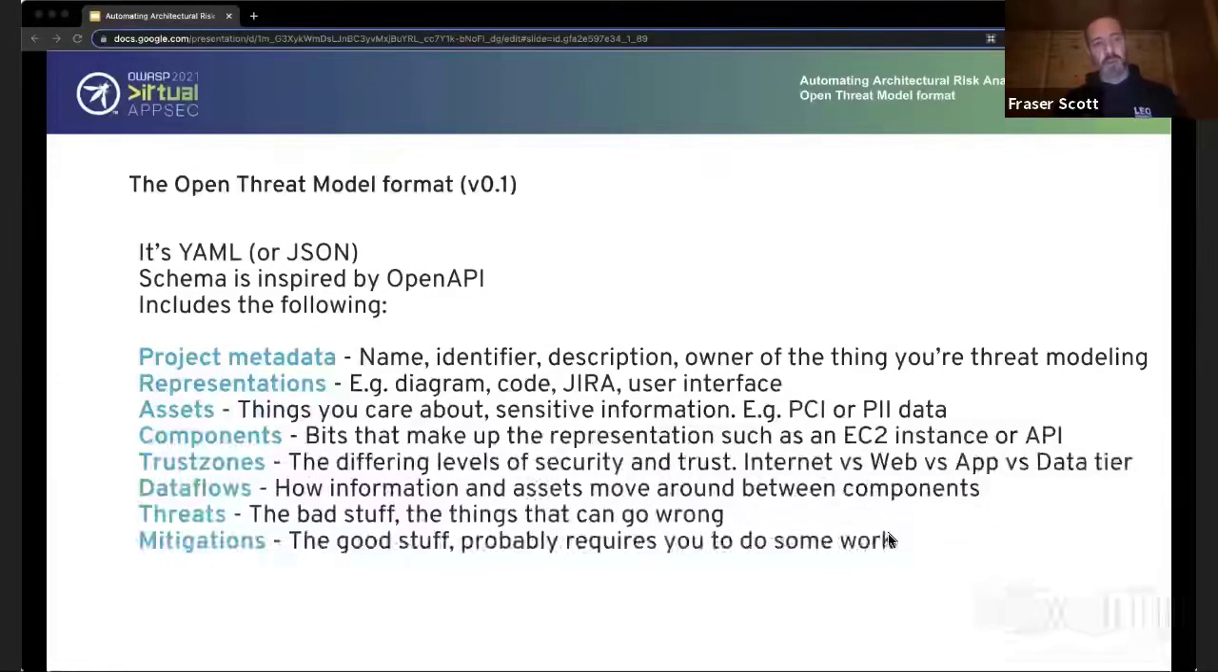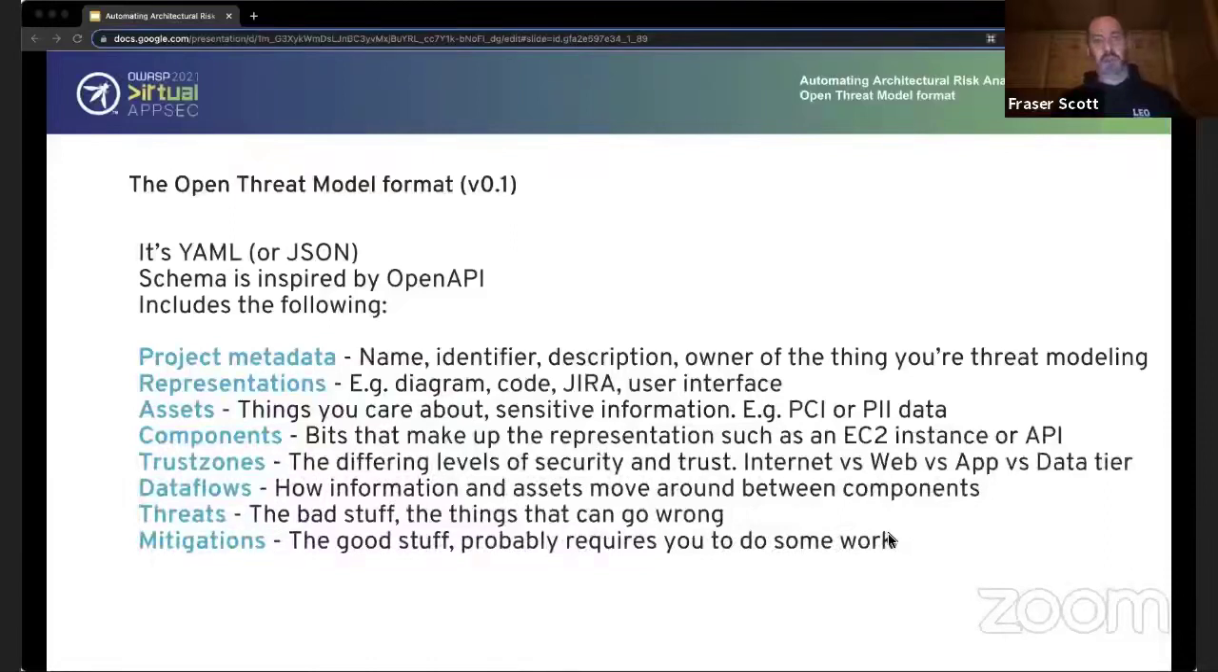And I'll just briefly talk through some of the different bits that make up the specification, and pretty much the rest of the talk we'll be going into more of the details on those. So at a very high level, we need to know some stuff about the stuff that we're threat modeling. So the project metadata: what is this thing that we're threat modeling? What does this threat model represent? So that's the name and the description of the application or the product or the service or whatever.